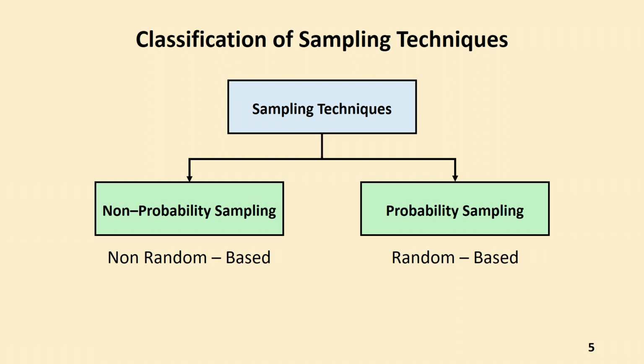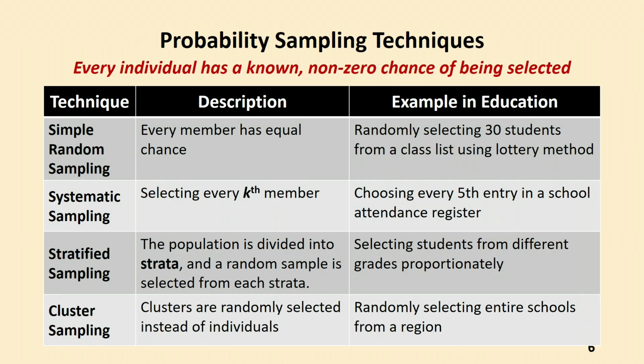Probability sampling techniques, let us discuss in a more detailed way here. Every individual has a known non-zero chance of being selected. Very important. Let us discuss all these techniques. Simple random sampling: every member has an equal chance. Example, randomly selecting 30 students from a class list using the lottery method.